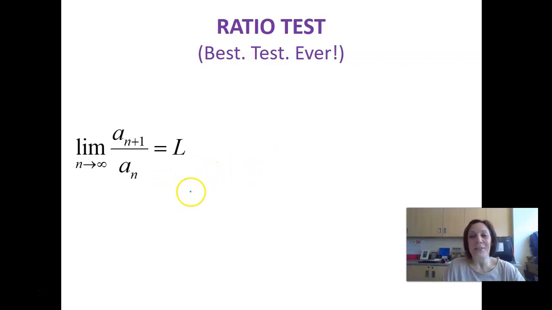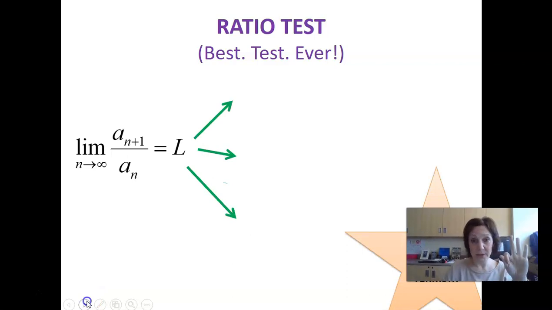So think about what we need to be happening for a series to converge. I need my terms to be getting smaller, at the minimum, right? So if my terms are getting smaller, think about what this ratio is going to look like. I'm going to take this out to infinity and do my limit. And here's what the ratio test tells us.